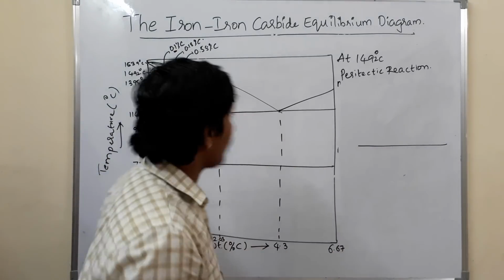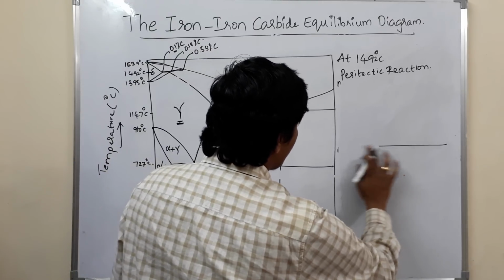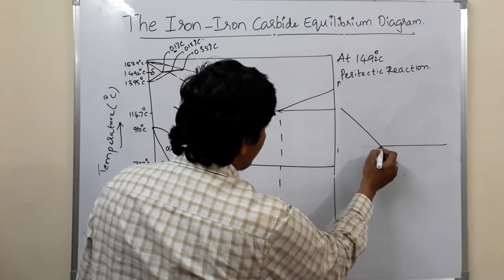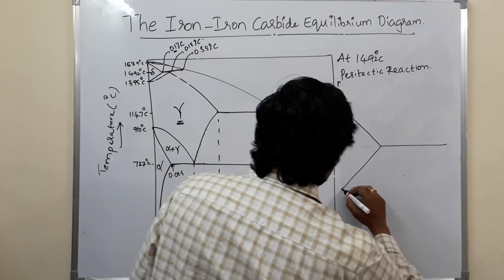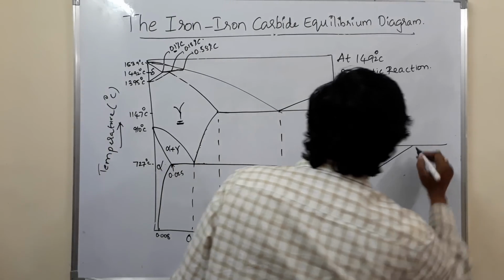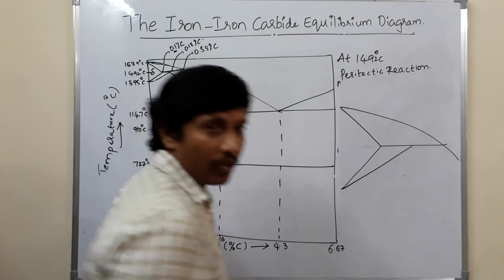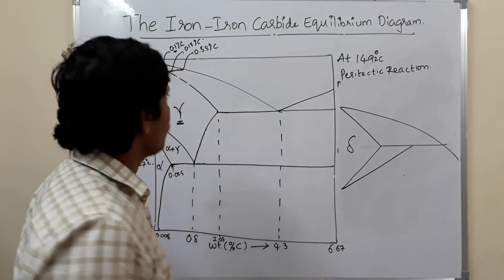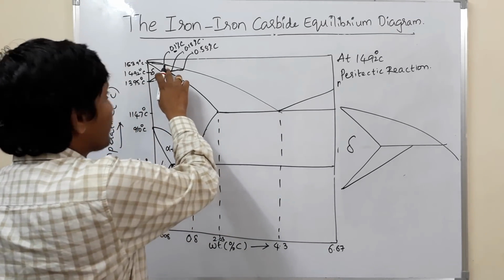So this is one horizontal line. I'll just erase something. This is one line. Next, what is the other thing? This is the other thing. Next, this is another curve which is seen. So this is the delta, this is delta ferrite. I have not marked what are the phases existing over here.